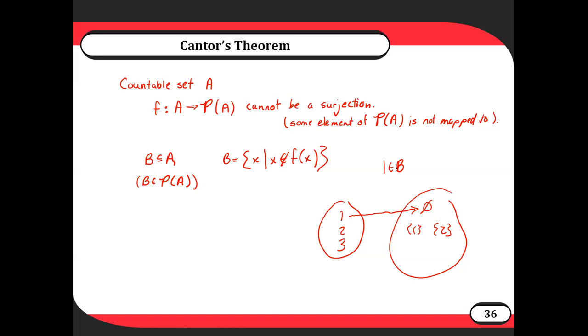So then the proof goes, and this is a little bit tricky, but let Y be something that maps to the set B. So we said that B is a member of the power set. So Y is some element that maps to this set here.